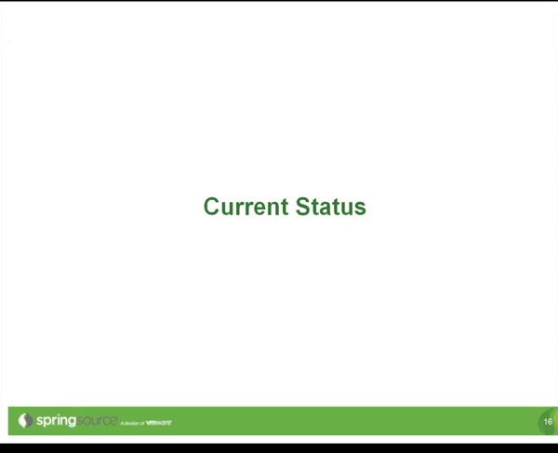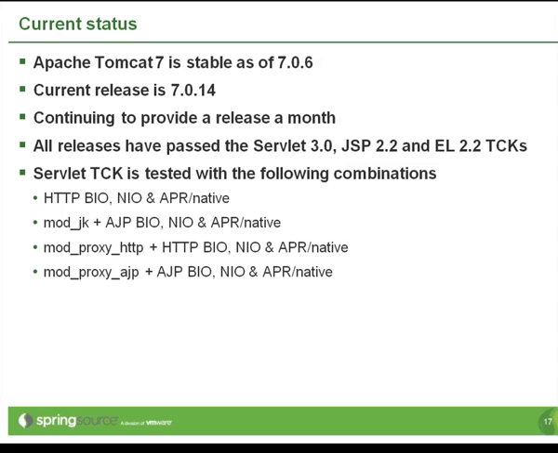So where are we with the current developments? Tomcat 7 was stable as of 7.0.6. The current release is actually 7.0.19. That went out last week. And we're aiming to provide a release every month.